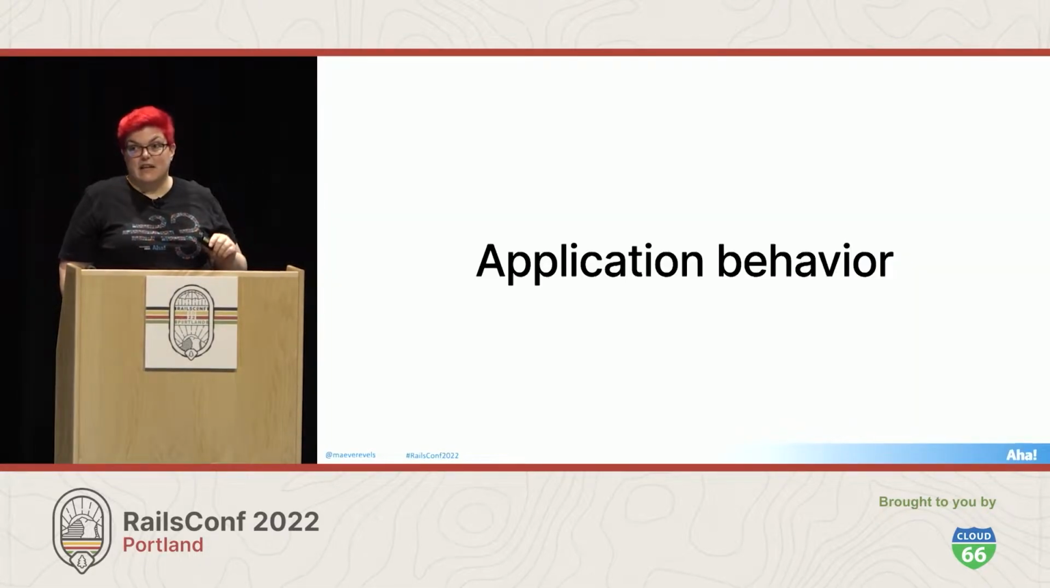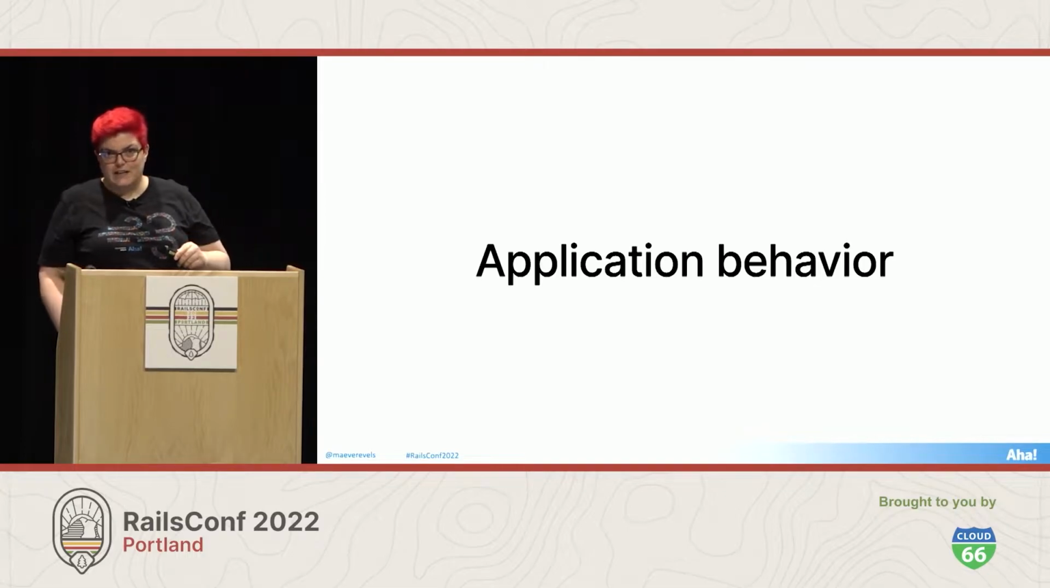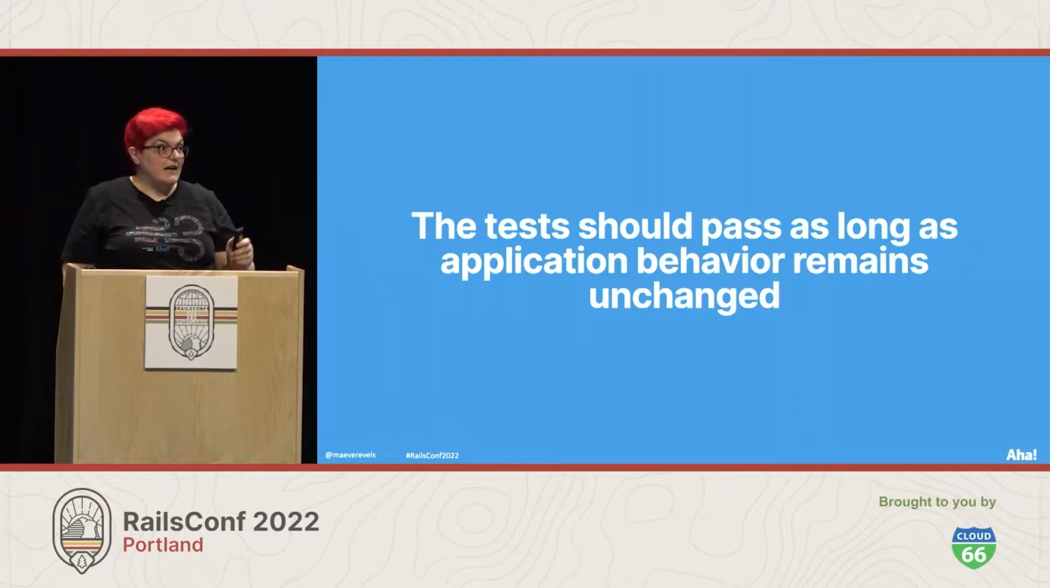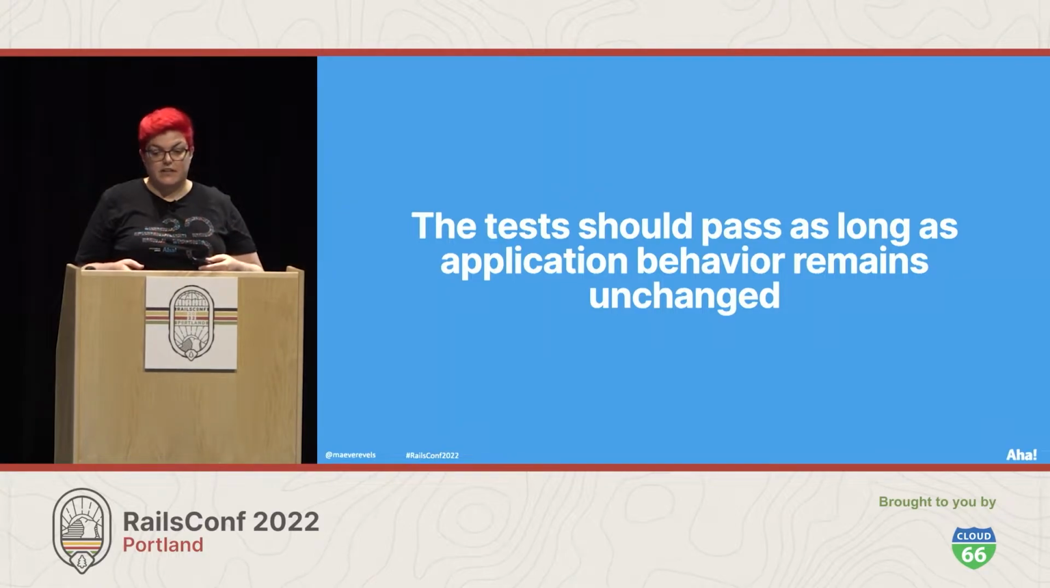The only thing that matters is application behavior. It's the only thing that your users care about at the end of the day. This isn't any kind of formal process like behavior-driven development. There's really just one rule to follow here. The test should pass as long as application behavior remains unchanged. So focusing on behavior as opposed to just inputs and outputs will naturally influence how we structure our tests and the assertions that we choose to write.